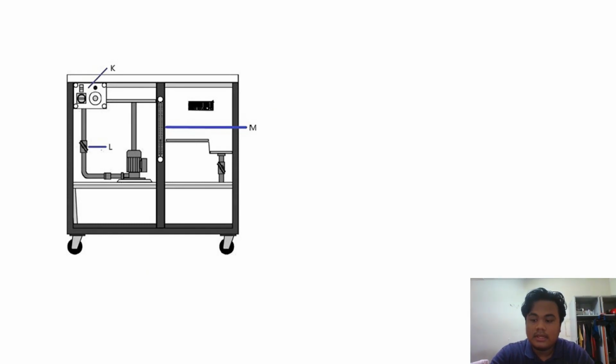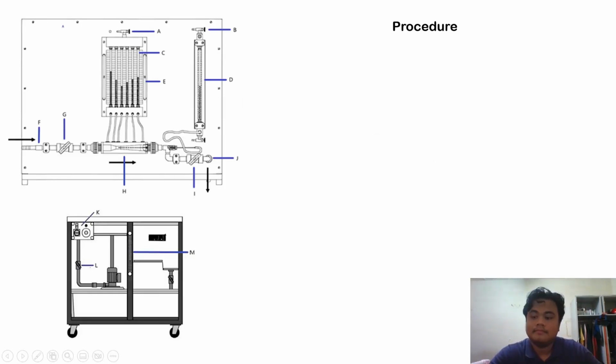This is the apparatus that we use, which is in the lower section of the table. The apparatus is K, the pump switch button, L, the pump valve, and M, the flow rate reading. This is how the experiment setup looks in our experiment, where the upper section is on top of this table. So next is the procedure for the experiment.